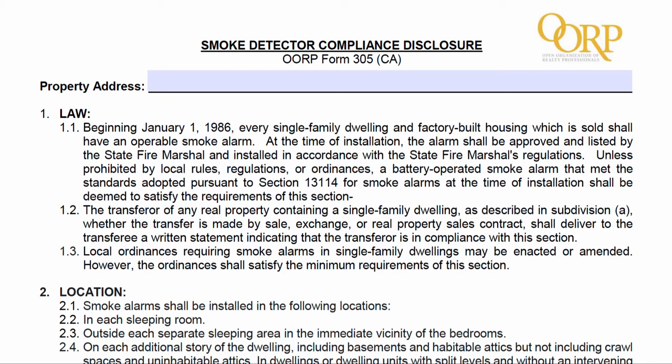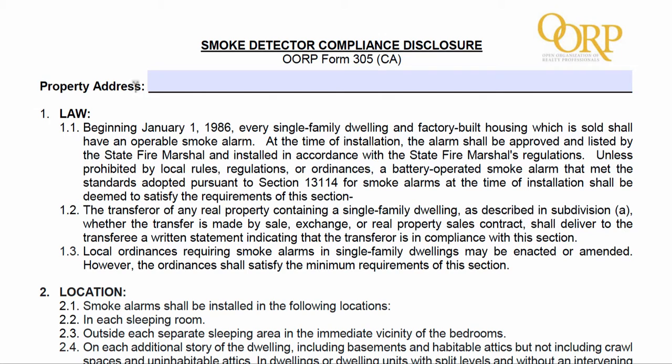Here we're going to talk about two topics, smoke detector compliance disclosure and carbon monoxide compliance disclosure. And these forms are created to meet the California disclosure requirements, but they can be used universally. So we'll begin with the smoke detector compliance disclosure, and this is on ORP form 305.